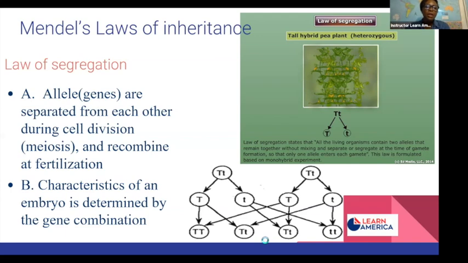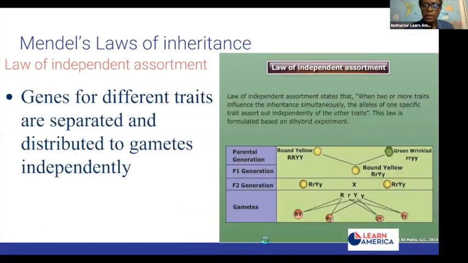So he came up with the law of segregation, which says that genes, you're going to hear me start using the word alleles, separate from each other during cell division, such as meiosis. This is when cell division occurs in the sperm and the egg cell. Then we're going to see that they're going to recombine during fertilization, during the combination of the sperm and the egg. This is going to give the characteristics to an embryo based on how these traits are going to combine. So let's keep going.